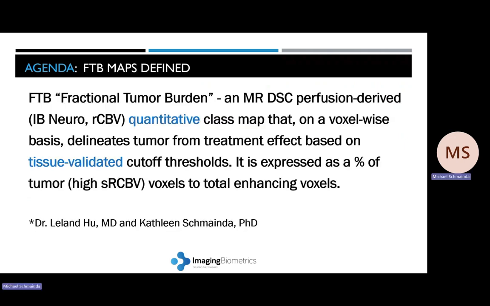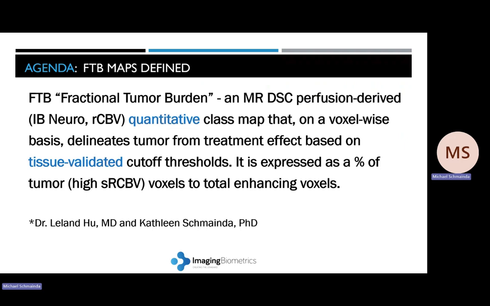So FTB maps are an MR DSC perfusion-derived quantitative class map that can, on a voxel-wise basis, differentiate tumor from a treatment effect or non-tumor tissue. It uses tissue-validated cutoff thresholds to help do that. It's expressed as a percentage, basically the ratio of tumor or high sRCBV voxels to the total enhancing voxels within a region of enhancement.